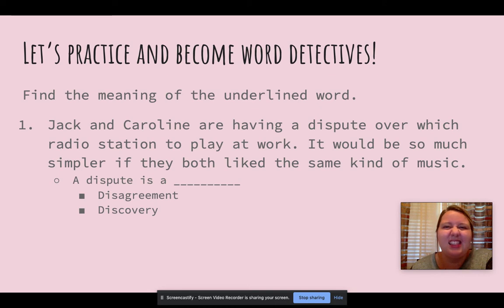Does that make sense? No. So if that doesn't make sense, then our answer would be disagreement. So dispute means disagreement. That's what that word means.